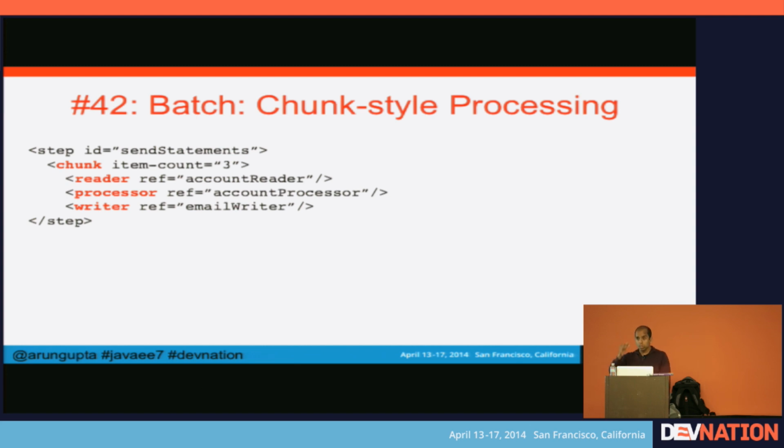You're reading an item, processing an item, and then writing it after aggregation. So reader, processor, and writer elements are in there. These are your corresponding beans. You're specifying how many items you want to aggregate before you write them out.